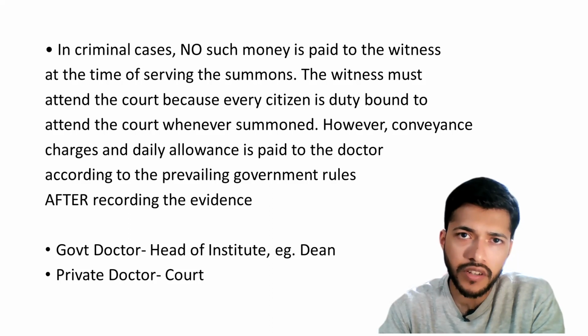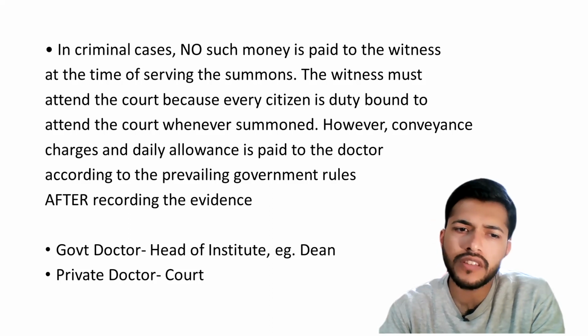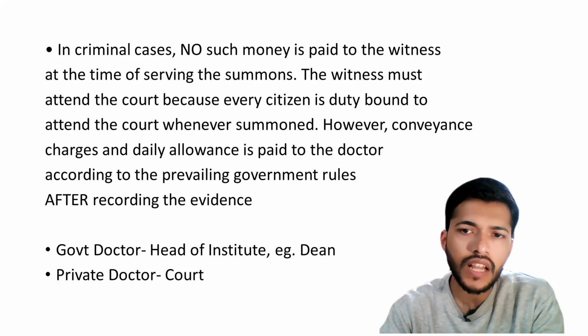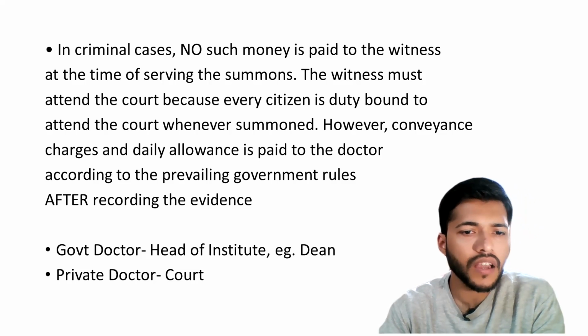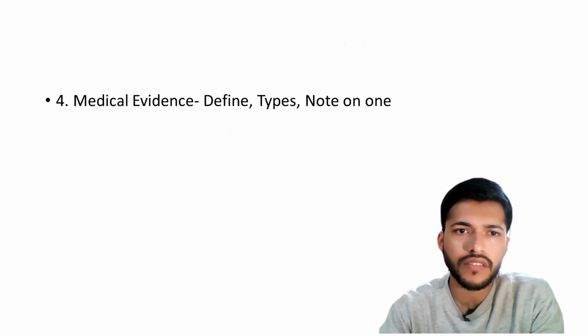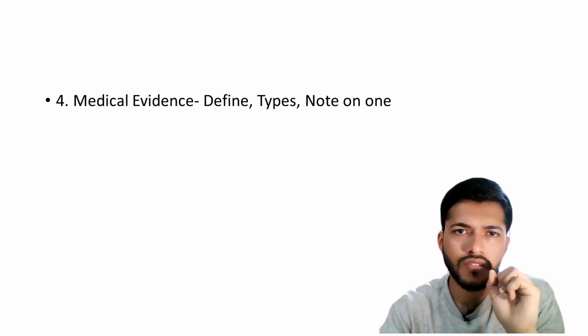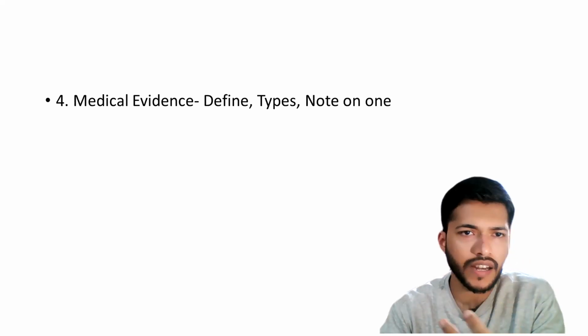Conveyance charges are, however, given. And if it's a government doctor, it's given by the head of the institution, which is the dean. And if it's a private doctor, it's the court. Conduct money is generally paid only in civil cases, and conveyance charges are given by head of institute in case it's a government doctor, and private doctor, the court gives it. So that's conduct money. So we have discussed three things: types of inquest, summons, and third is conduct money.